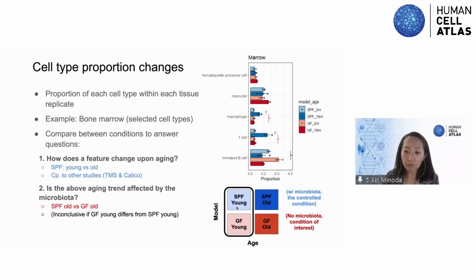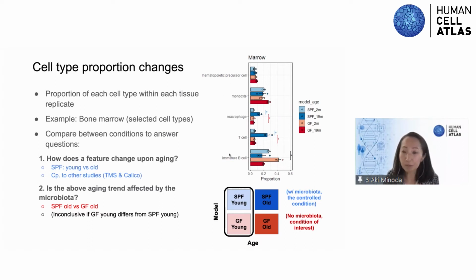Of course, as a sort of pre-filter control, we also look at the differences between SPF and germ-free at a young age. So if there are already some differences here, then we'll actually filter them out. So this is an example from the bone marrow.